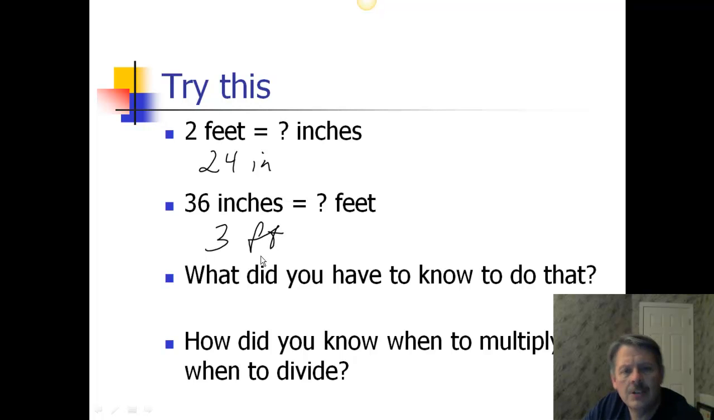Now, how did you know how to do that? How did you know when to multiply, and how did you know when to divide? How did you know to take 2 feet and multiply by 12 inches to come up with 24? How did you know to take 36 inches, divide by 12 inches to come up with 3 feet? Well, somehow you just kind of knew that because you've been doing it for a long time, and you have a mental picture of what you're trying to do. But what happens when you don't have a mental picture?